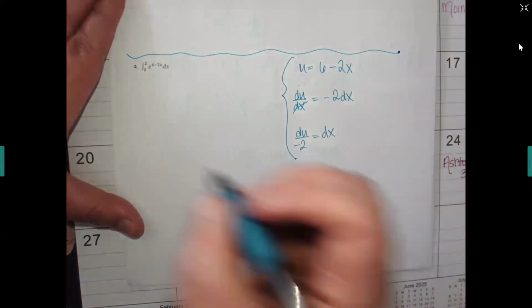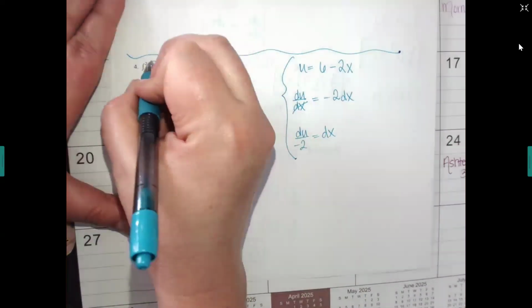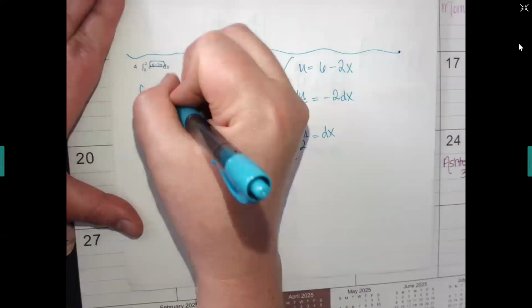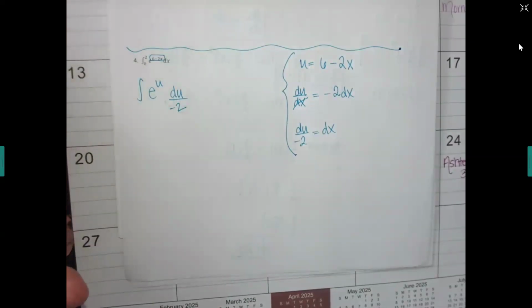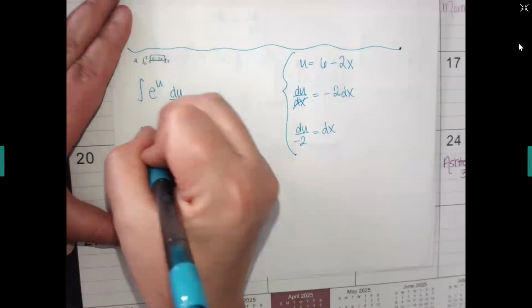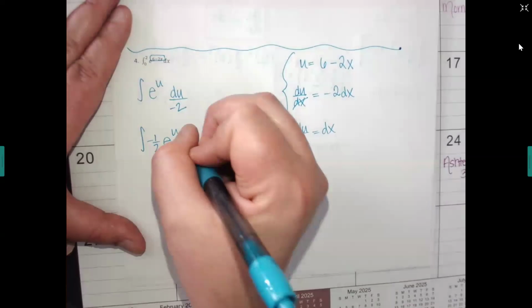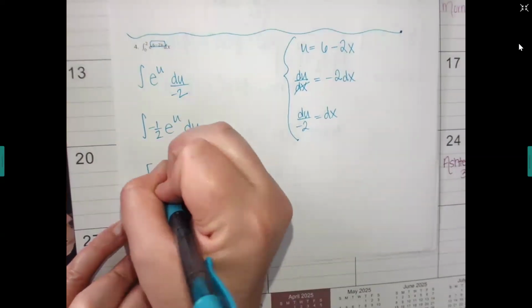Then we're going to rewrite our integral. e to the u, because my 6 minus 2x is getting swapped, and my dx is now a du over negative 2. Take your minus 2, pull it to the front. What fraction do I have in front of my e now? Negative 1/2 e to the u. Now what is the antiderivative of e to the u? Remember, e is its own derivative and its own antiderivative. So I'm going to have a minus 1/2 e to the u.